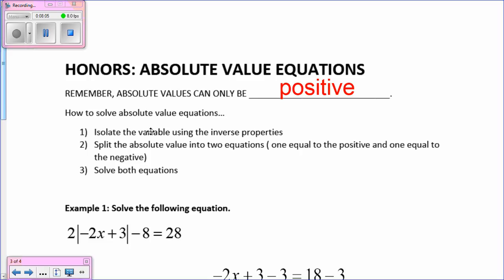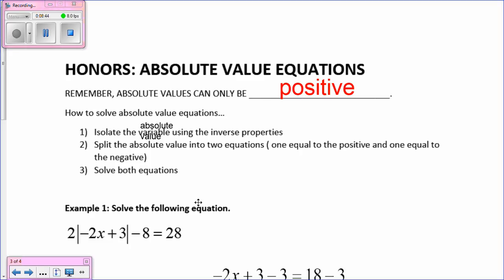So we isolate the variable using the inverse properties, and not actually the variable. That should really say the absolute value. So I'd like you to cross it out and write absolute value over that. Not variable. We isolate the absolute value using the inverse properties, and I'll show you what it looks like. 2, we split the absolute value into 2 equations. One's going to be equal to the positive, one's going to be equal to the negative, and again, I'll show you how to do this so it'll make sense.